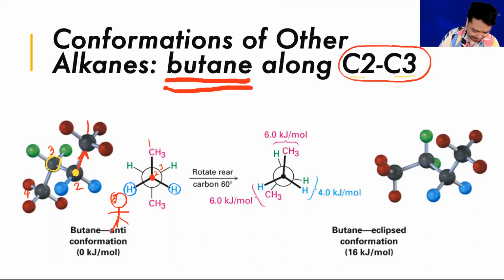Carbon 3, here in the back, is this circle. Going downwards from carbon 3, it's this CH3, which we also know as carbon number 4. And then going upwards a little bit to the right and to the left are your hydrogens.